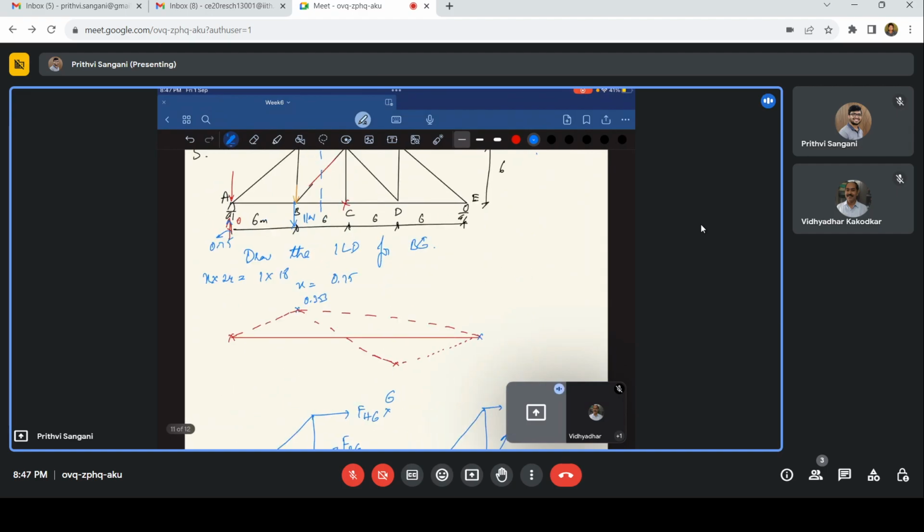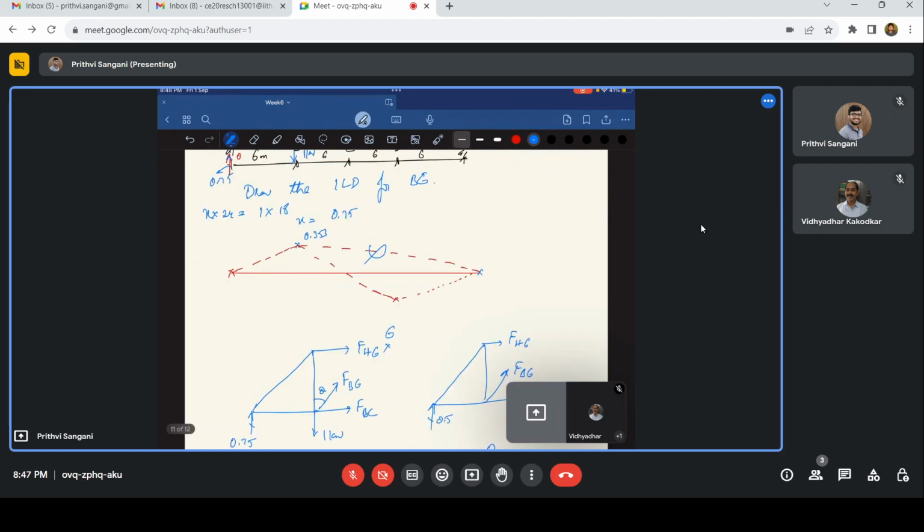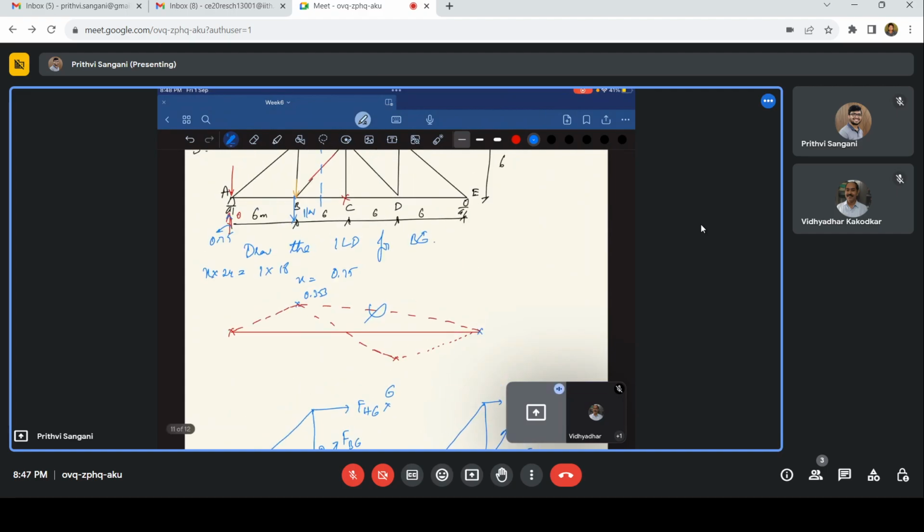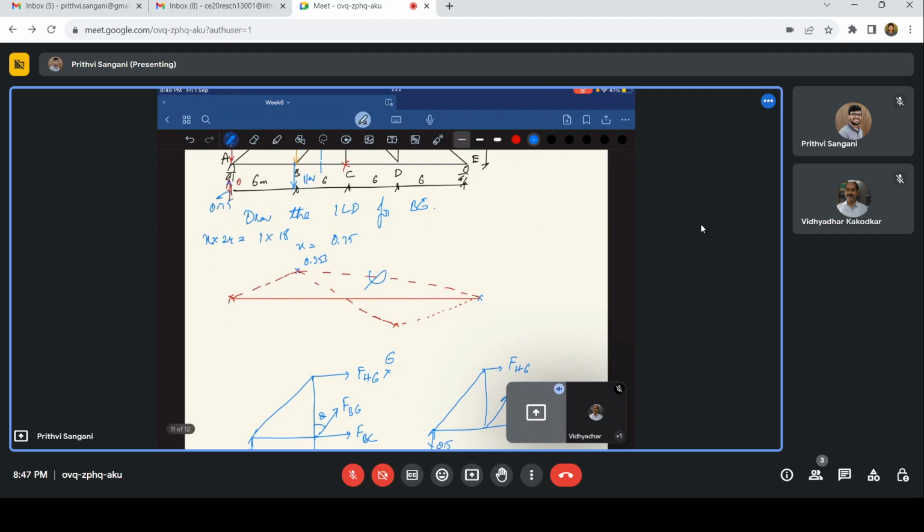Okay, I think this is not the right one. So this should be the right one. Yeah, where is it? The C. Yeah, C. Let me draw it again.